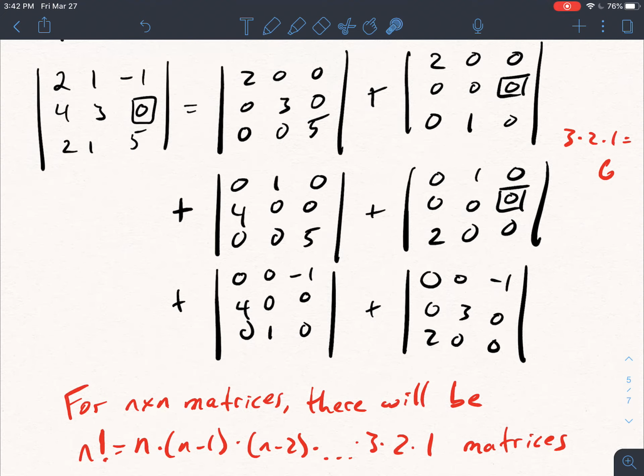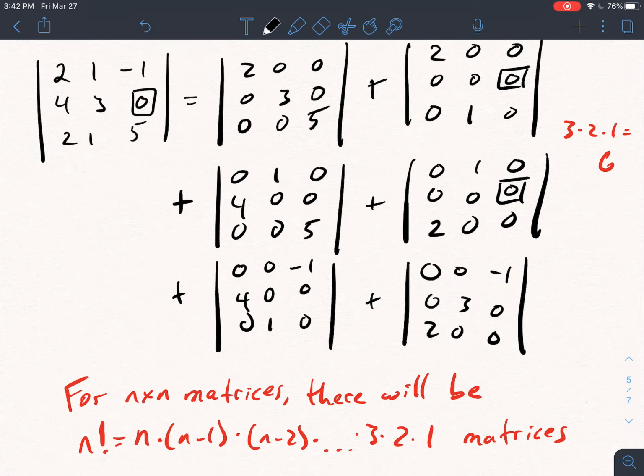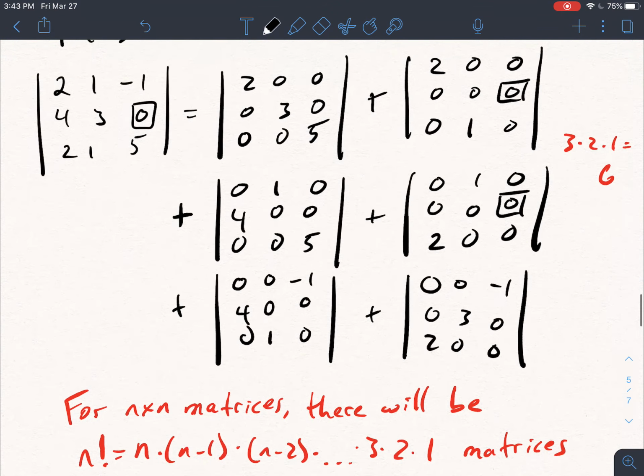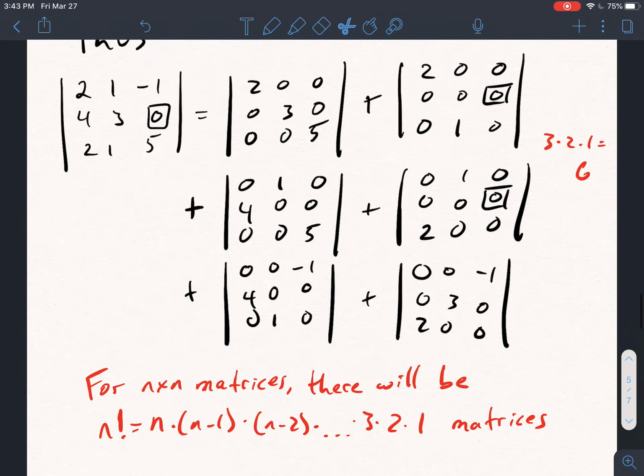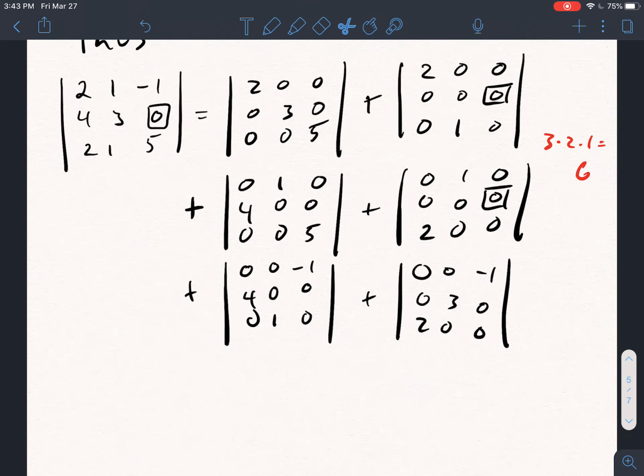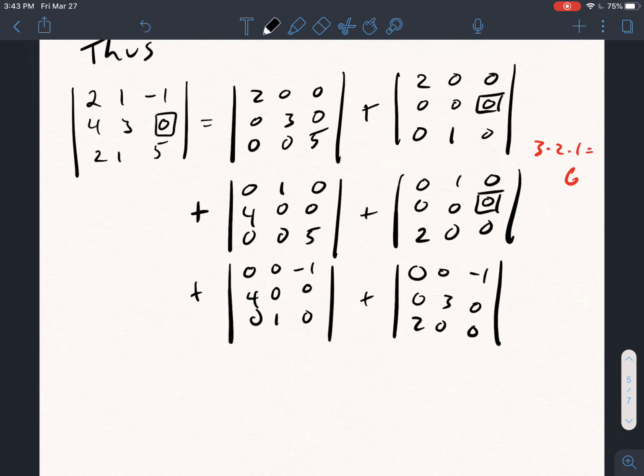From here, I want to factor out all of the entries here, including the boxed 0. I'm going to still factor out that boxed 0. You'll see what happens in a second there. And then I'm going to be left with permutation matrices, and to calculate the determinant of the permutation matrices, I'll just count how many row swaps I need to do to get to the identity. Okay, so let's maybe get rid of this so that I can see a little bit better.